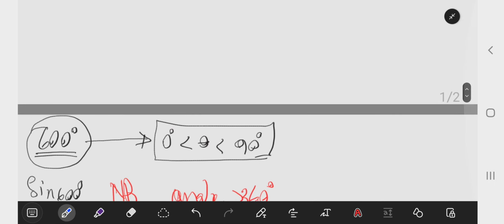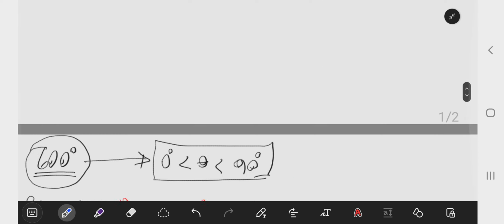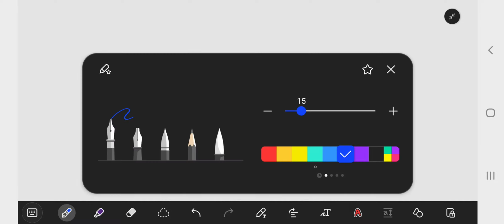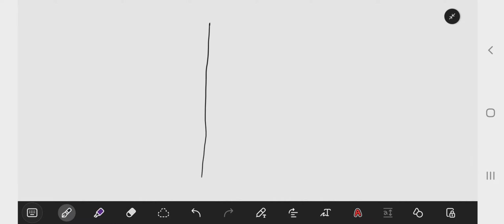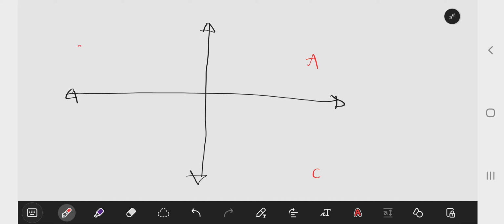We have three formulas that we use to reduce our angles which are in the second region to the first region. So what do we actually use? We use what we call a CAST diagram. So what is a CAST diagram? It is a diagram showing the sign of each trigonometric ratio in each quadrant. And the CAST diagram is labeled as follows.